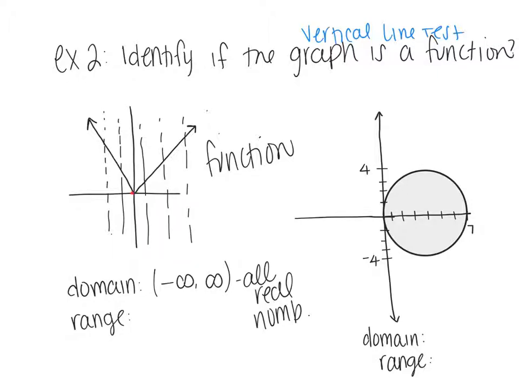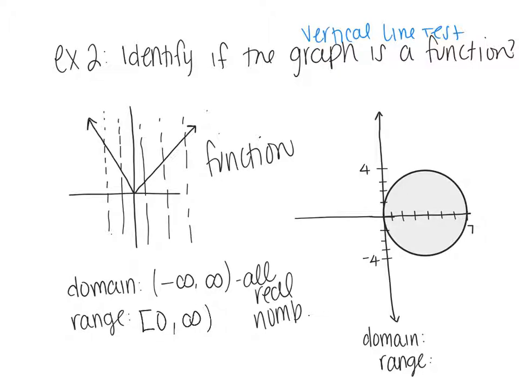Now the range, remember, is bottom to top. So bottom, well, the furthest point down this graph goes is 0. To top, the furthest up this graph goes is forever. So my range will actually be 0 to positive infinity.